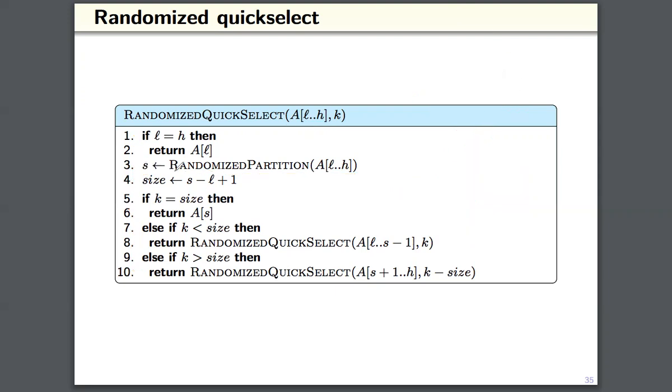Now, consider this. Size is equal to S minus L plus 1. So you have L here. Say you partitioned at S. And this is high. L means low index, H means high index. S means the point of partition. Now you consider size is equal to S minus L plus 1. That is the first half.